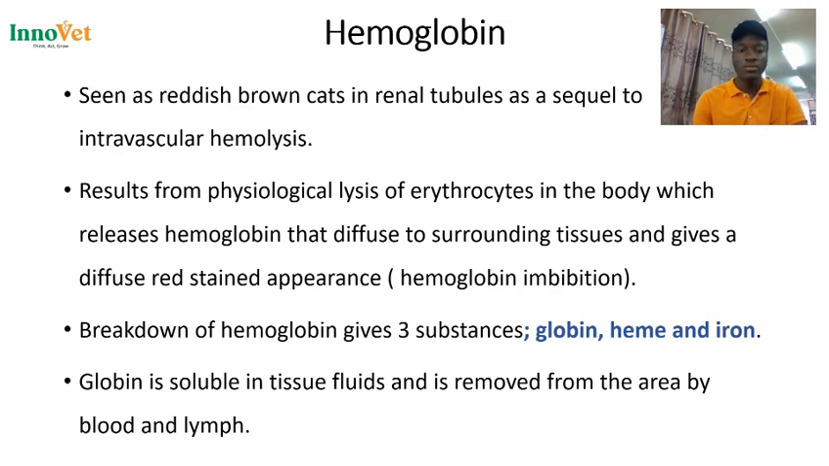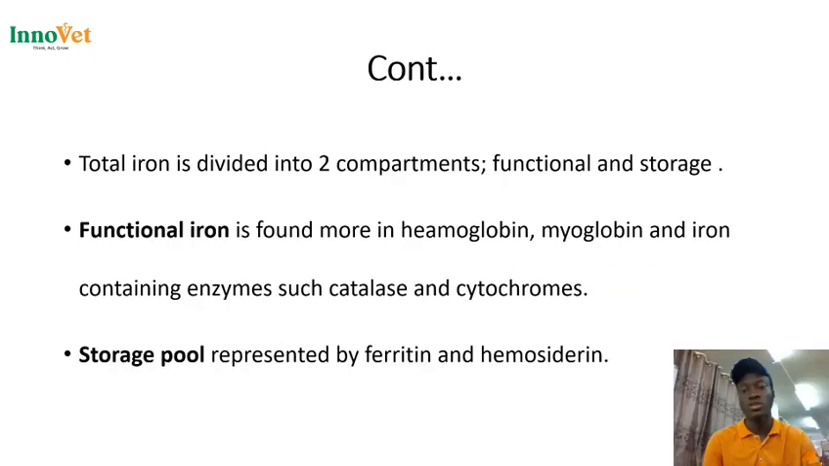Globin is a soluble protein, as we know, and in tissue fluids it is removed from the areas back to blood and lymph, so it goes back to do other functions, still forming more hemoglobin. Then the iron, in total, is basically divided into two components: the functional and the storage iron in the body.